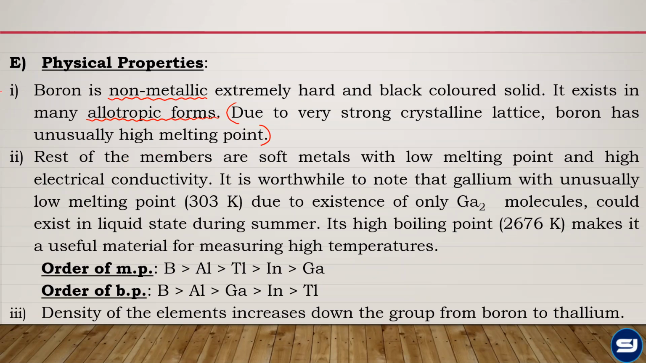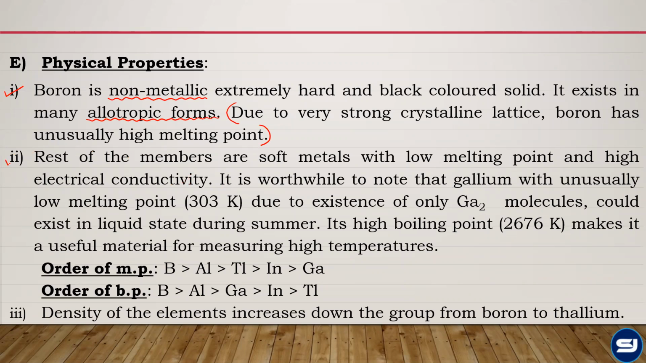So boron is a non-metallic, extremely hard and black colored solid. It exists in two allotropic forms, crystalline and amorphous. Crystalline is very hard and almost unreactive, and amorphous is not that hard, it is actually reactive. In fact, any reactions of boron are associated only with amorphous boron by default.